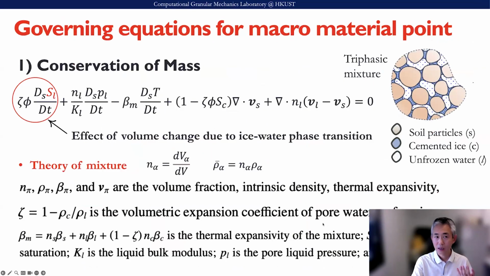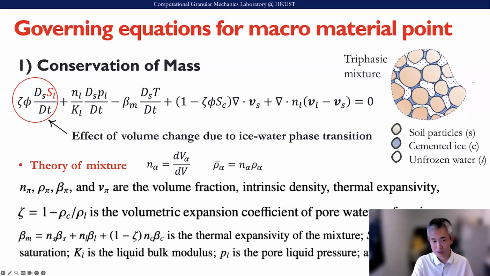Okay, and then for the governing equation for the macro material point, we consider the mass conservation, where the effect of the volume change due to the ice-water phase change needs to be taken into account, because we know that for water and ice, the ice density is smaller than the water, and so the volume for the same amount of mass will be different. We need to accommodate that part in the governing equation here.